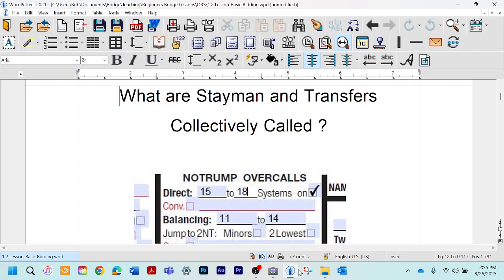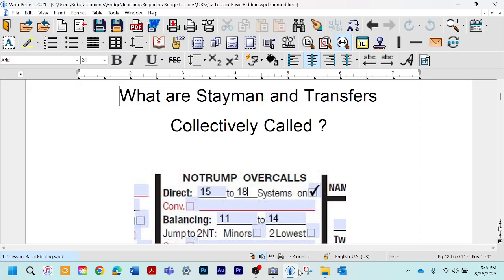Now, the Stayman convention and the transfer convention are collectively sometimes called system on. And in that convention card that I have provided for you, on the back side, you'll see a place like this on the top. It says no trump overcalls.